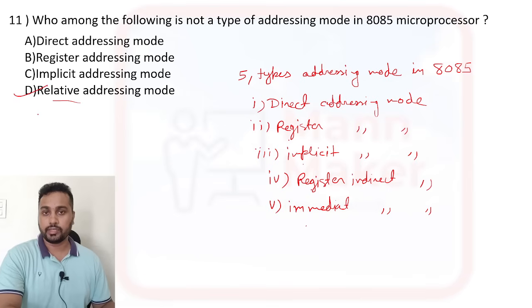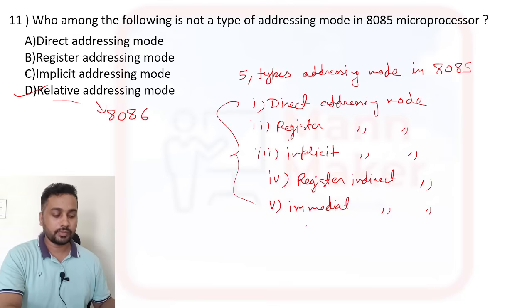So this is not related to 8085, this is related to the 8086 microprocessor. In the 8086 microprocessor, it is the type of addressing mode for the 8086. Apart from that, all three are related to 8085. So just remember these 5 types of addressing mode.